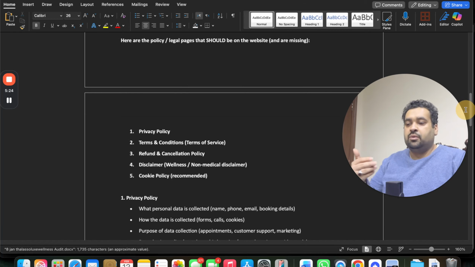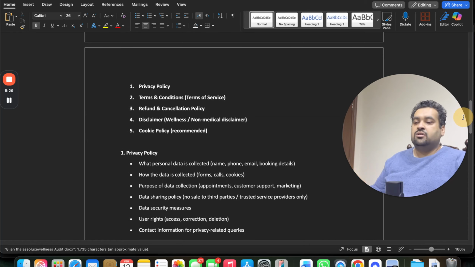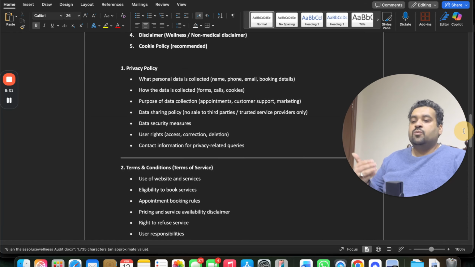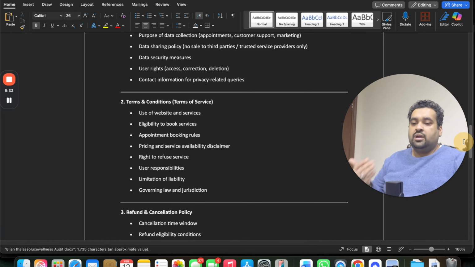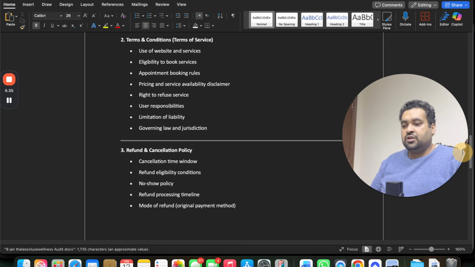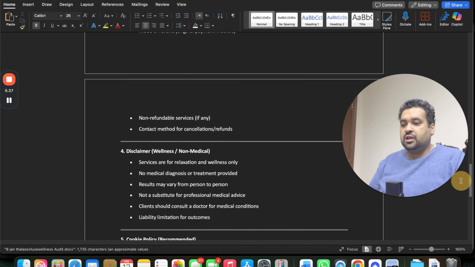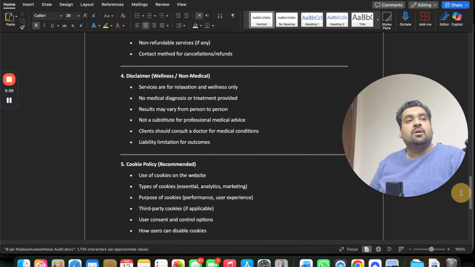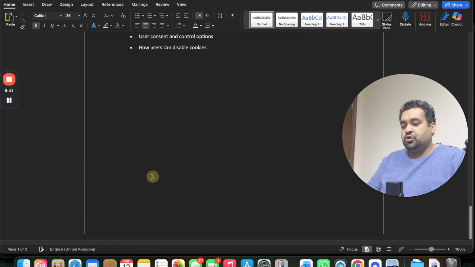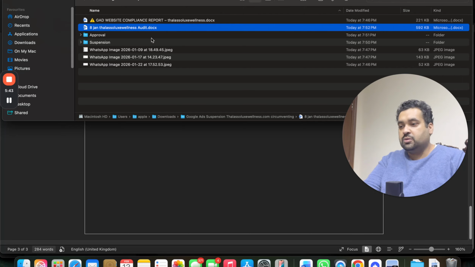We also suggested pages like privacy policy, terms and conditions, refund and cancellation, disclaimer, cookie policy, what needs to be added in the privacy page, what needs to be added in the terms and conditions page, what needs to be added in the refund and cancellation page, what needs to be added in the disclaimer page, and on the cookie policy page. So this was one of the first audits which my team did.